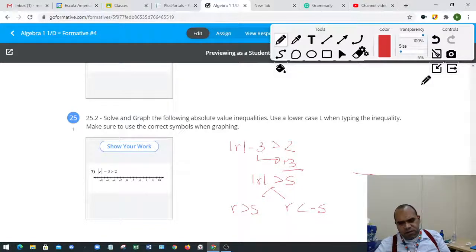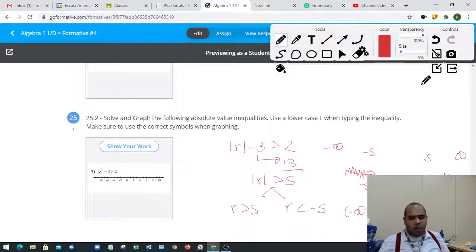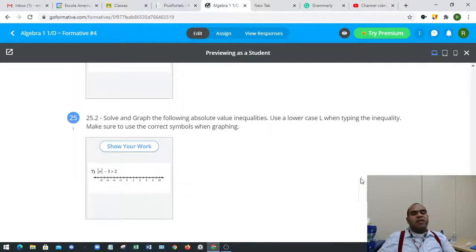You graph this one, the endpoints are negative 5 and 5. I'm looking for numbers greater than 5 outward and less than negative 5. Here is the case. Let's write the interval notation: parentheses, negative infinity, comma, negative 5, parentheses again, or 5, parentheses, remember open circle, and infinity, as you know, is always parentheses. Great. That's the last one.